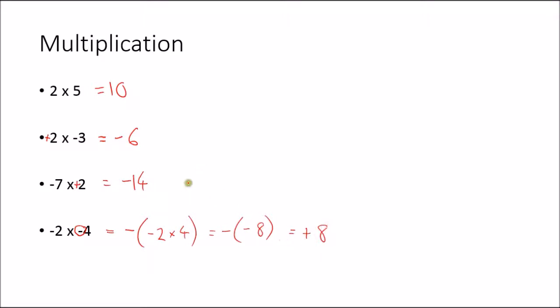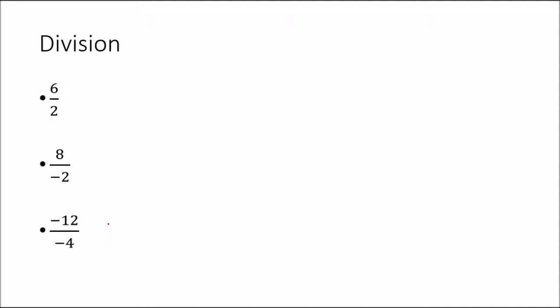So you can start to see a pattern here. When we've got a positive multiplied by a negative, we're getting a negative. A negative by a positive is a negative. 2 positives together give us a positive answer. 2 negatives together give us a positive answer.